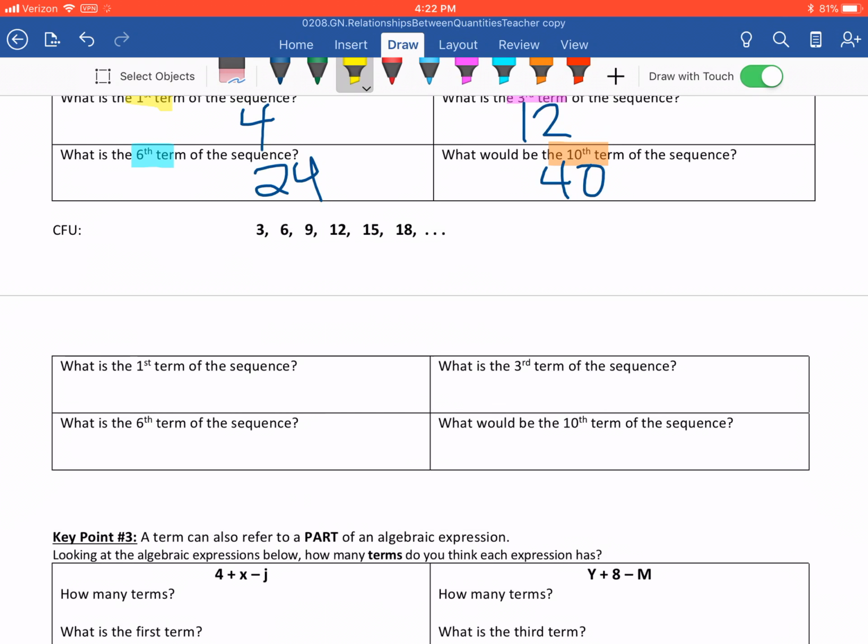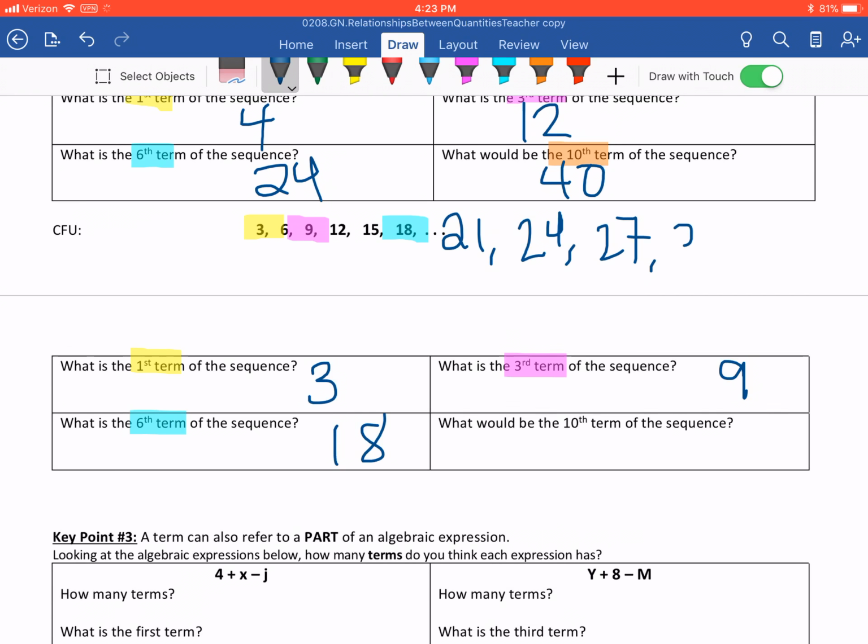All right, let's do this. What is the first term of the sequence? Well, in the list, the first number is 3. What is the third term of the sequence? 3, 6, 9. So this one would be 9. What is the sixth term of the sequence? So I count. 1, 2, 3, 4, 5, 6 is 18. What would be the 10th term? Well, it's not here, so I keep counting. 21, 24, 27, 30. So the 10th term would be 30. Great.